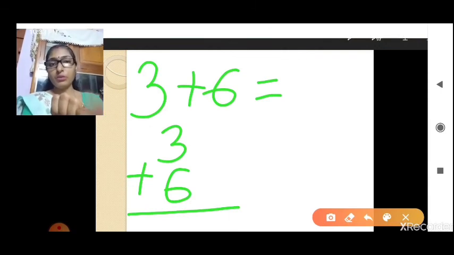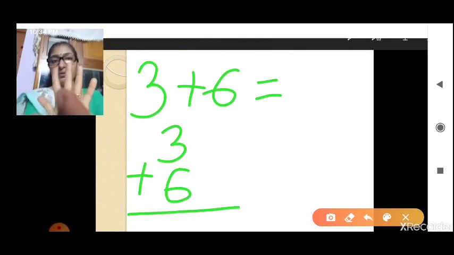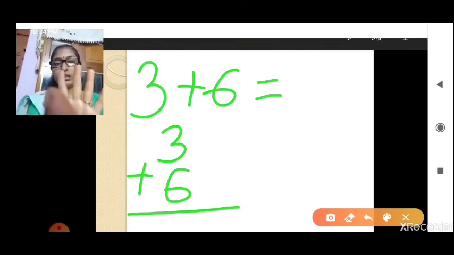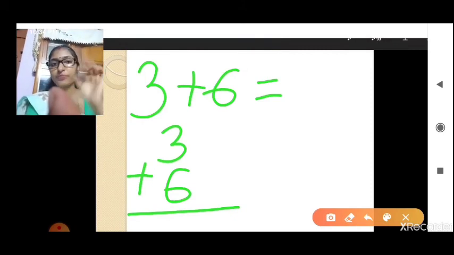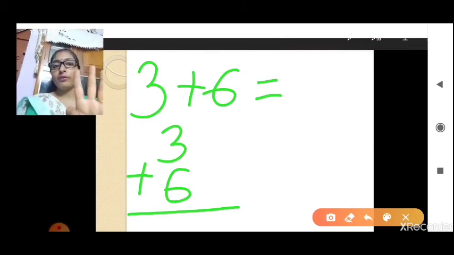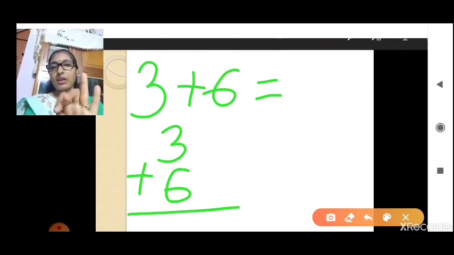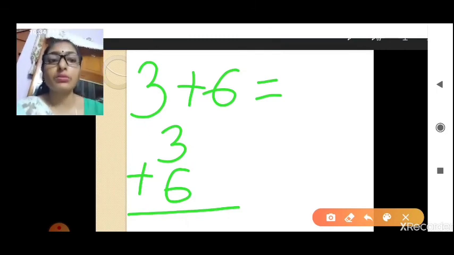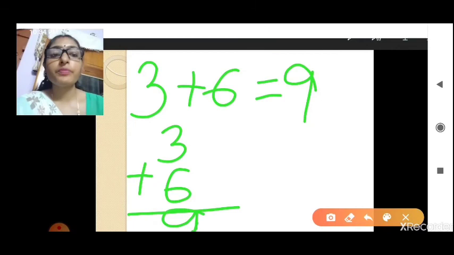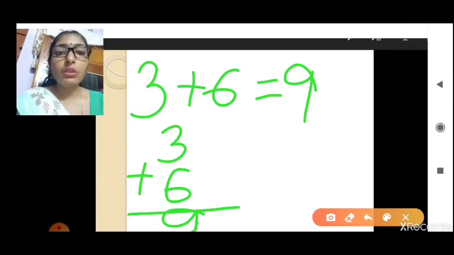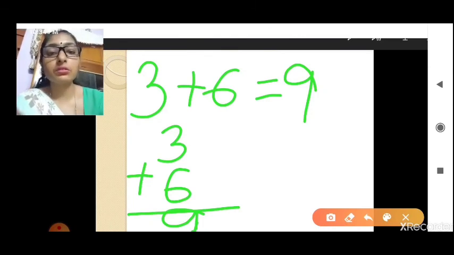Let me do it again. So total I have 6, 7 fingers. You can see 7, 1 is here and 5 is here. So after 3: 4, 5, 6, 7, 8, 9. So 3 plus 6 is equal to 9. Okay, so like that you can do the addition. Very good.